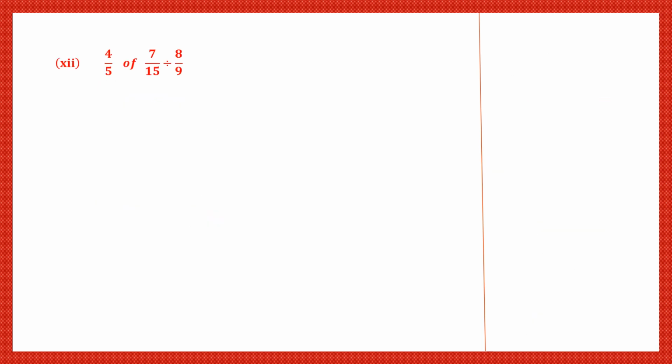Question 12. So here what are the operations? We have of and division. According to BODMAS, of should be done first. So let's do this. 4 by 5 of 7 by 15. So 4 by 5 of is multiplication.